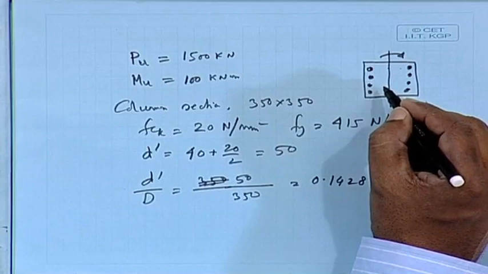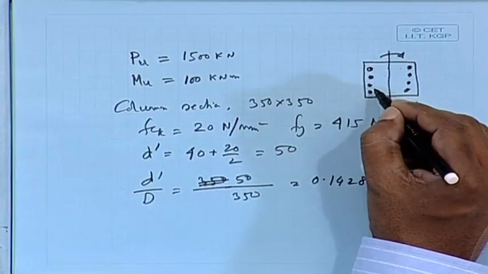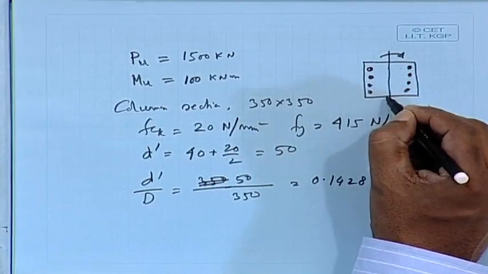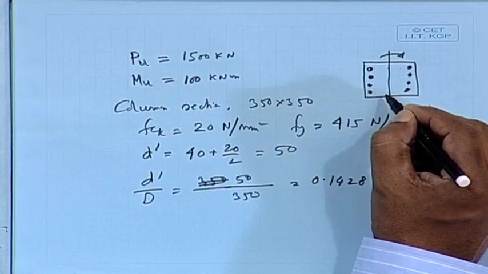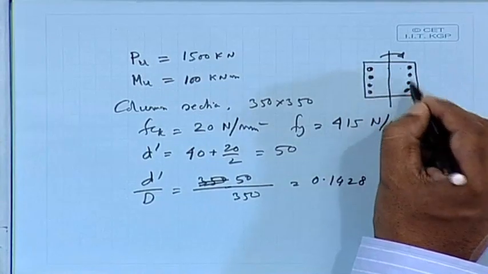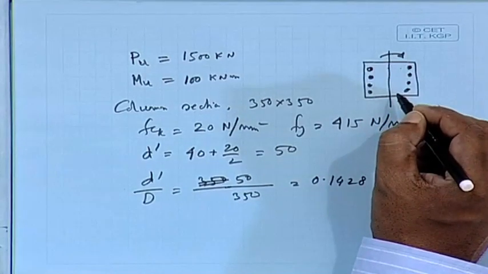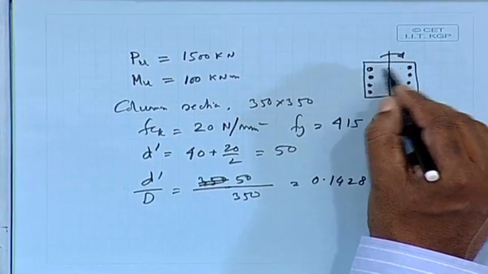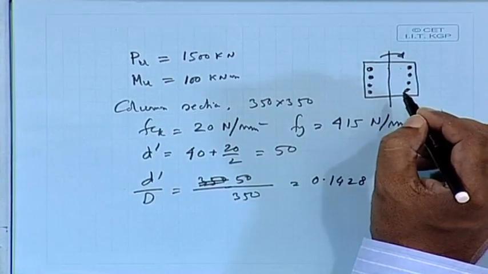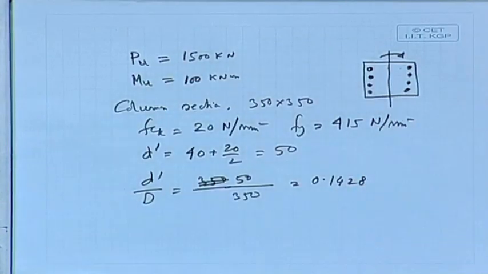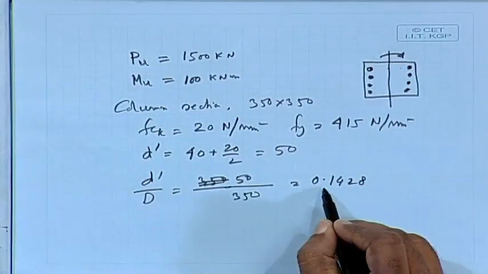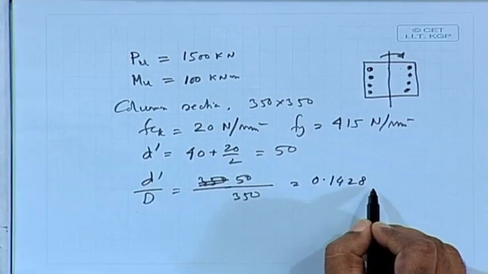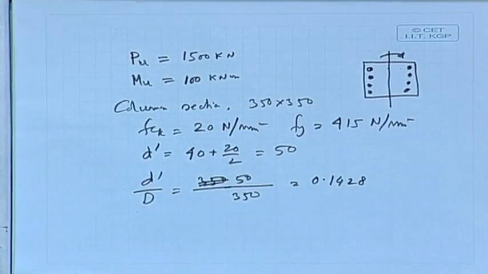But when you are talking about moment, if you provide these bars far away from this axis, then it will take the maximum moment, and that is why we are providing reinforcement on two sides only. Okay. But if it is biaxial bending, then we have to provide it on all four sides. So, if we have d dash by d equal to 0.1428, I can take this section.